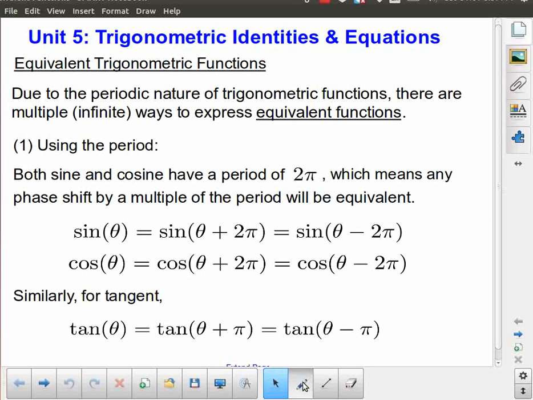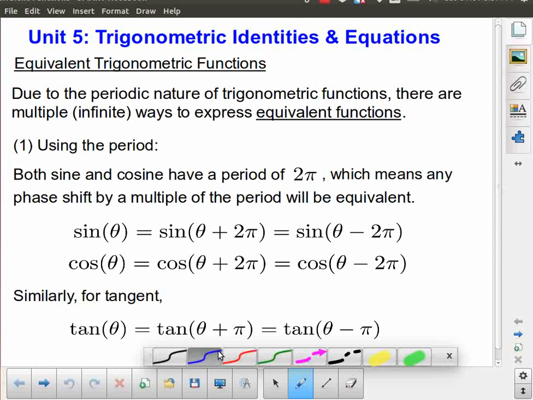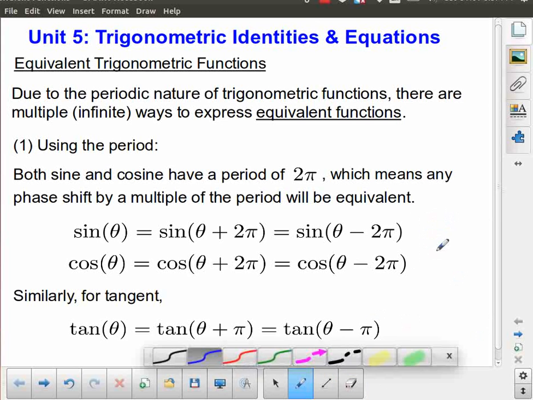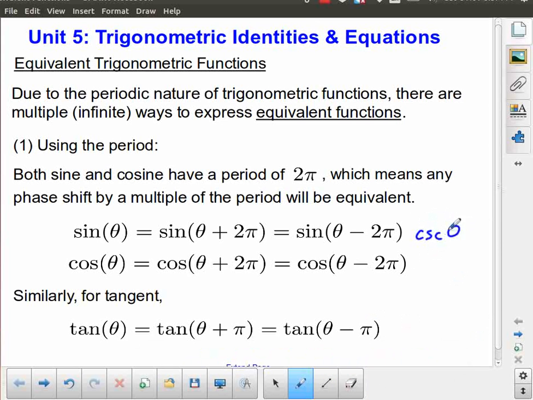And similarly, in the case of sine and cosine, the reciprocal functions that go along with that. So this is also going to apply to cosecant theta and secant theta, in the sense that they have periods of 2 pi, and cotangent theta has a period of pi, so it's also going to repeat on those intervals.